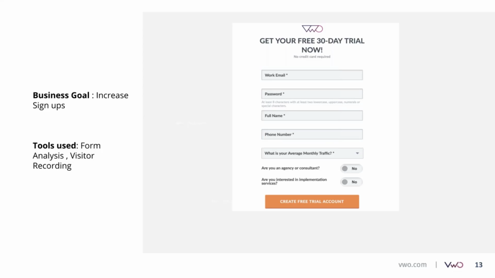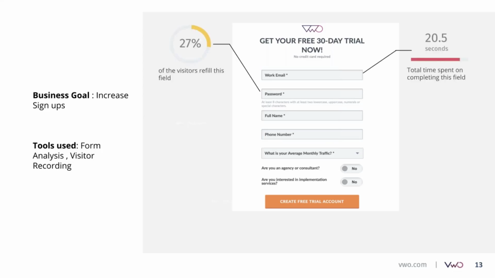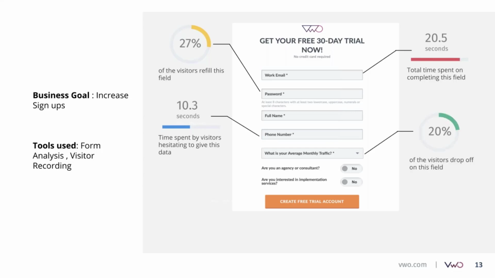Usually when you are looking at a form, you mostly focus on the submission rates. For instance, you know that 30% of your customers are actually filling up a form, but is that information enough? For us, that information was not enough. So what we did was we looked at each and every field. We tried to understand how each and every field is performing. Where are visitors hesitating? What are the fields that are working for us? What are the fields that are not working for us?